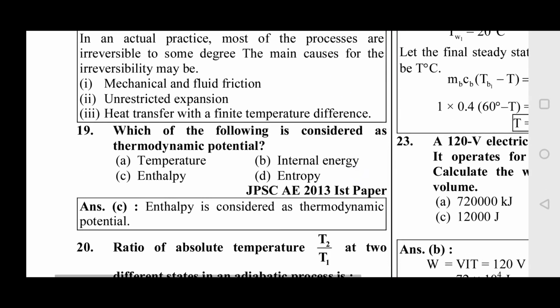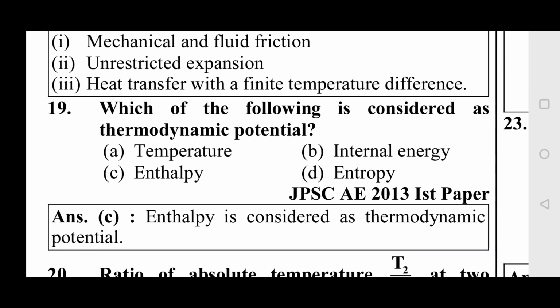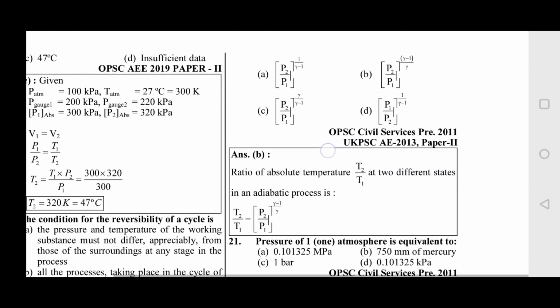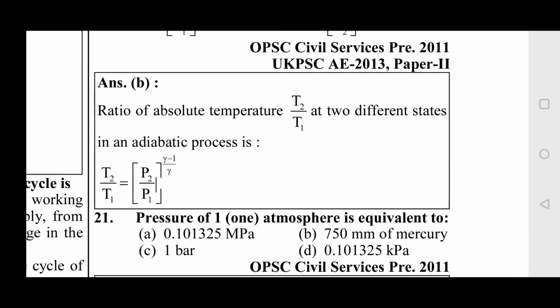Next question, the 19th one. Which of the following is considered as a thermodynamic potential? Enthalpy is considered as a thermodynamic potential. Next one: the ratio of absolute temperatures T2 by T1 at two different states in an adiabatic process. The answer is (P2 by P1) to the power of (gamma minus 1) by gamma. These are for the adiabatic process.